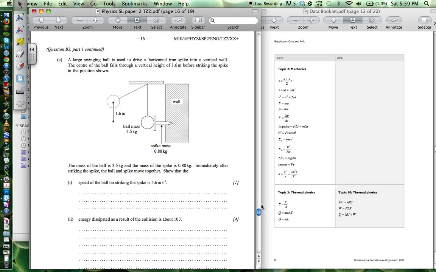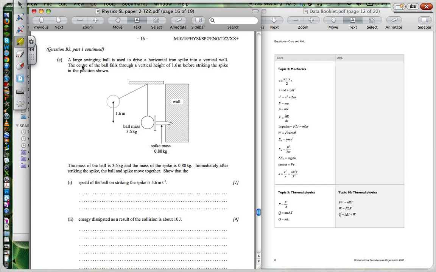So here we have this question here, and let's read this really carefully. It says a large swinging ball is used to drive a horizontal spike into a vertical wall. The center of the ball falls through a vertical distance of 1.6 meters before striking the spike in the position shown. The mass of the ball is 3.5 kilograms and that of the spike is 0.8 kilograms. Immediately after striking the spike, the ball and the spike move together. Show that the speed of the ball on striking the spike is 5.6.